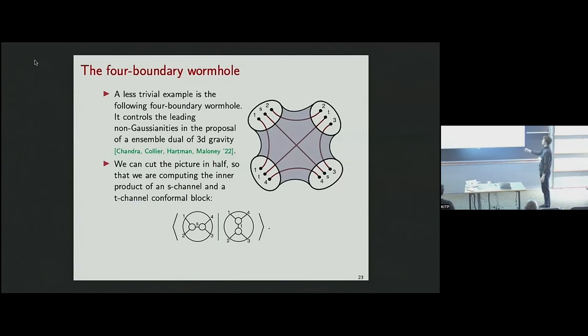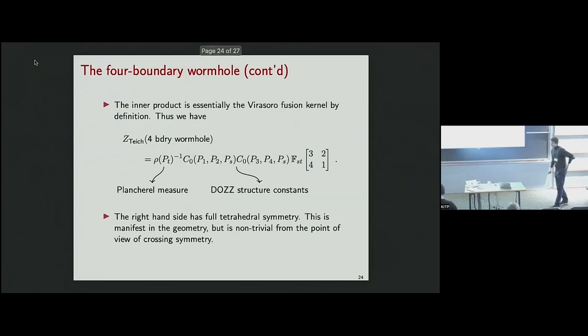If you cut the picture in half, you get a 4-punctured sphere, like a big sphere, and then there are 2 smaller spheres cut out, and the lines go exactly like this. And on the other side, you also get the same picture, but it's sort of twisted. So one part will be in the S channel, and the other one will be in the T channel. And so what the partition function here ends up to be is just the inner product of an S-channel conformal block and a T-channel conformal block. And in principle, all these Wilson lines have some weights associated to them, so you can have 6 different conformal weights in this configuration.